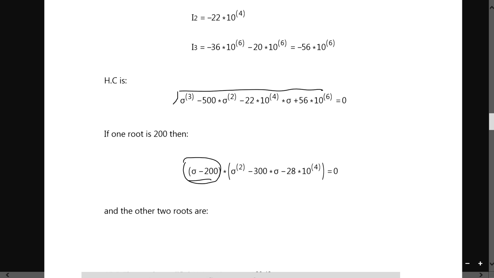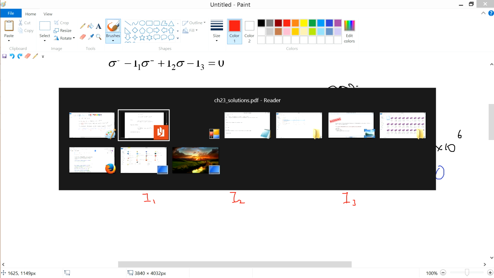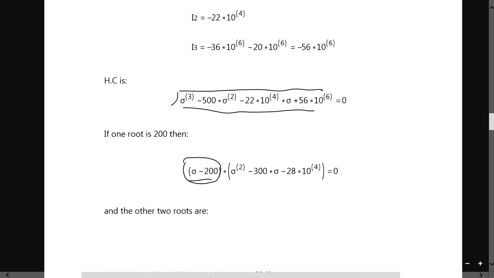This is the function that I've shown you over here. This is the whole equation that we have derived, also rewritten over here. So you can just divide by stress minus 200, and then eventually you will get something like this. Why stress minus 200? Because if one root is 200, then we must have a minus 200 in order for this to be equal to 0, if you still remember.